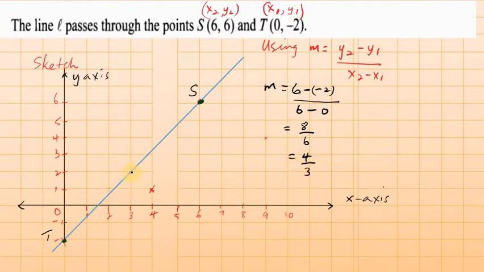Let us examine this. I could go up again, 1, 2, 3, 4, and then come across 1, 2, 3, and I'll be at this point. Alright, let me just draw it out for you. So that's the gradient there. Change in y, which is 4, over change in x, which is 3, and we get the gradient.